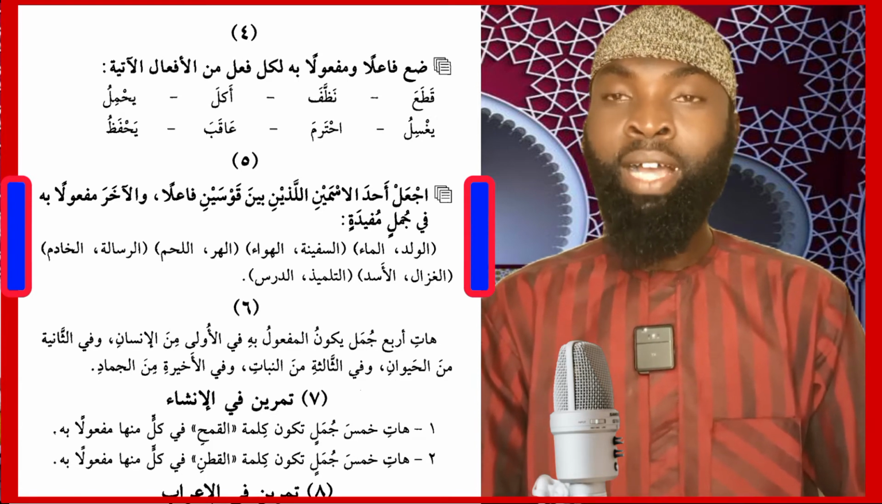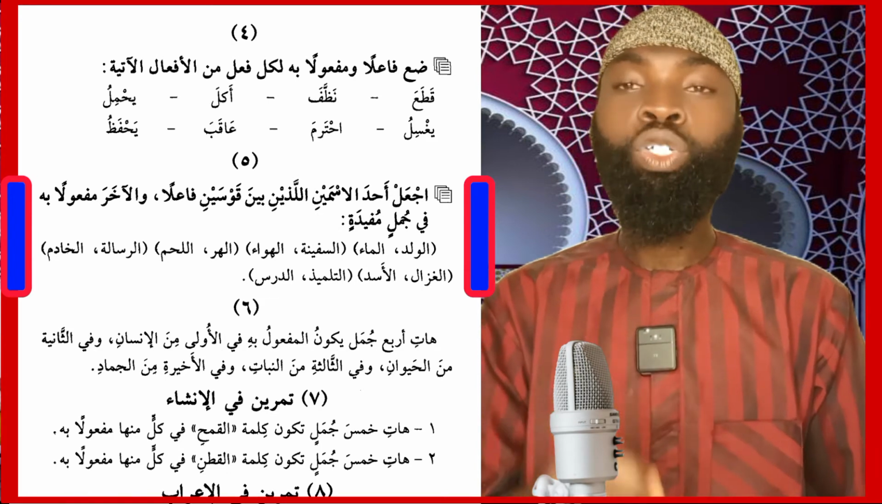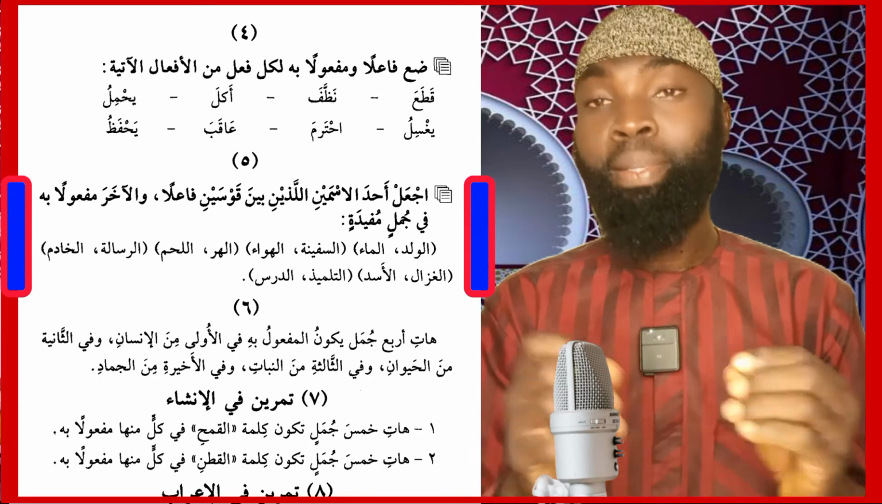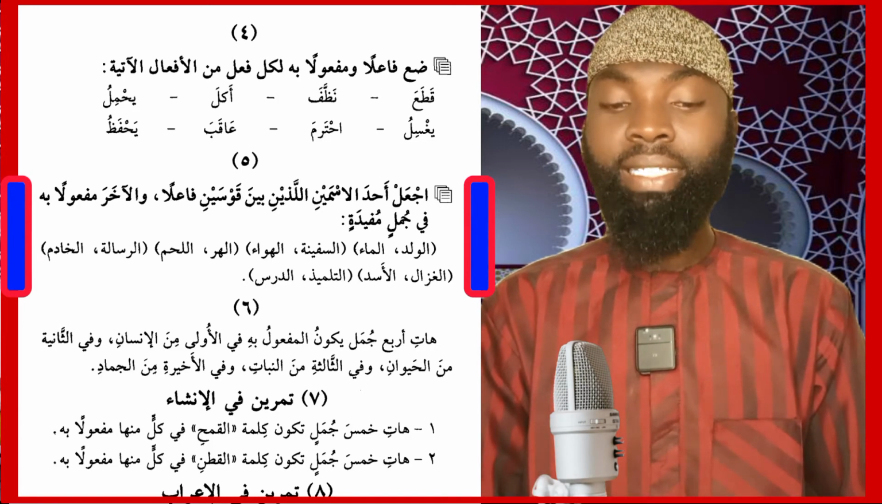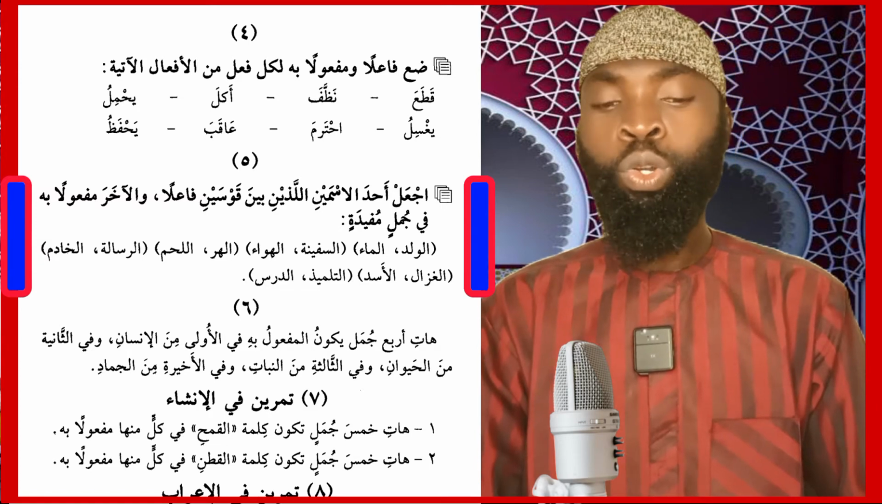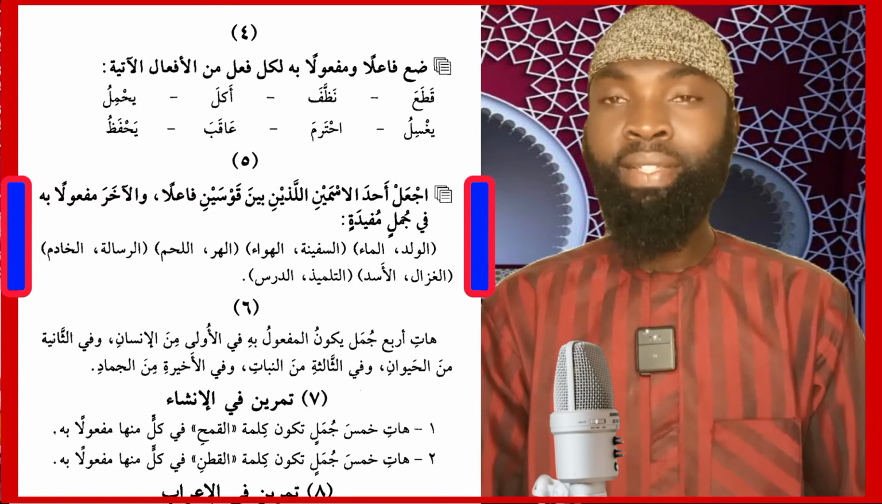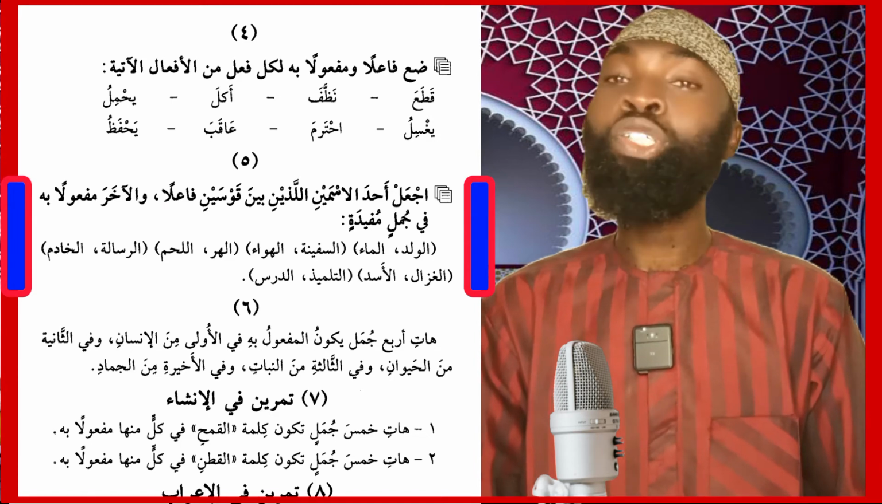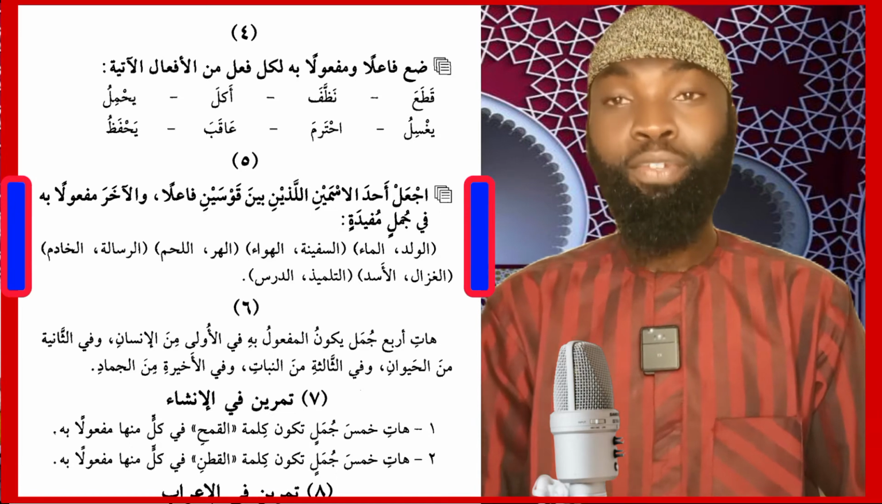The first we have al-waladu, then al-ma'a. So we can say yashrabul waladu al-ma'a. The boy is drinking the water. The next we have as-safinata al-hawau. So which of these should serve as the maf'ulun bih and which should serve as the fa'il? Of course, al-hawau should serve as the fa'il and as-safinata should serve as the maf'ulun bih.